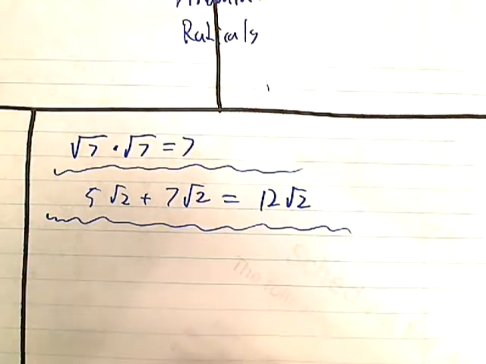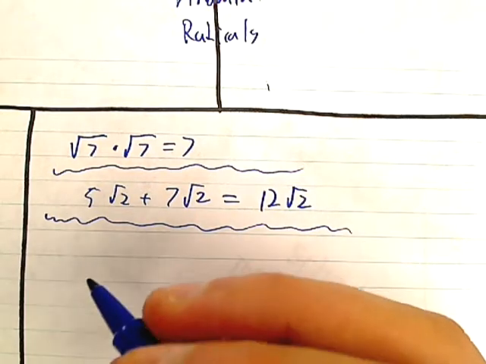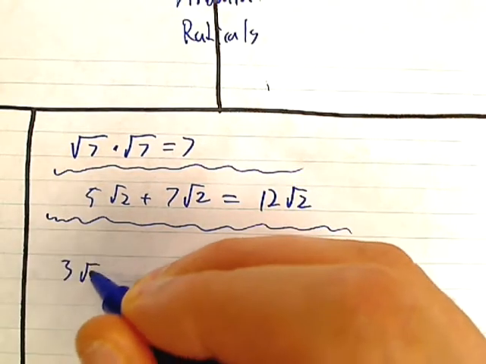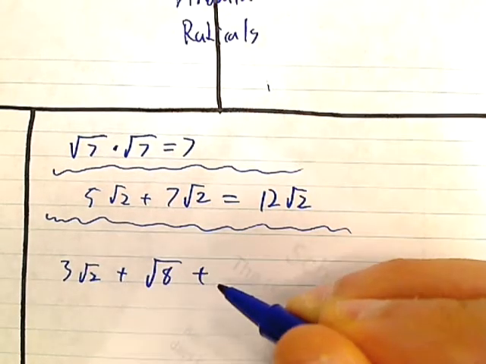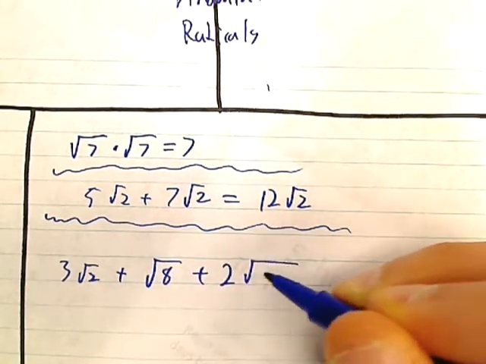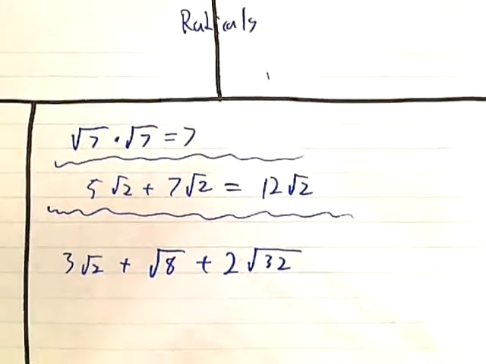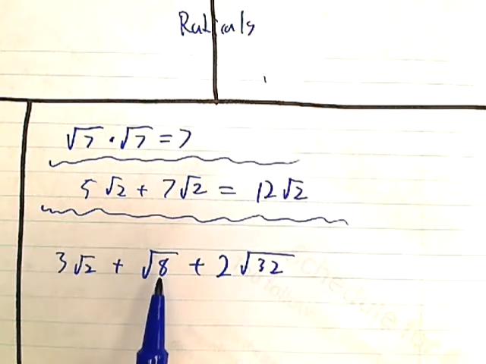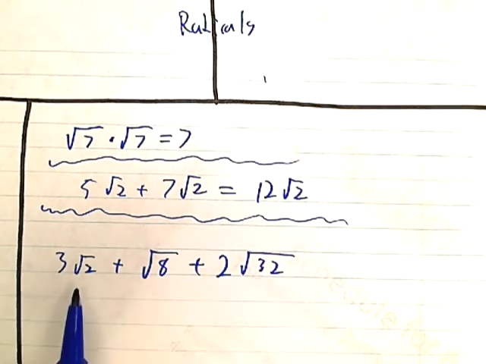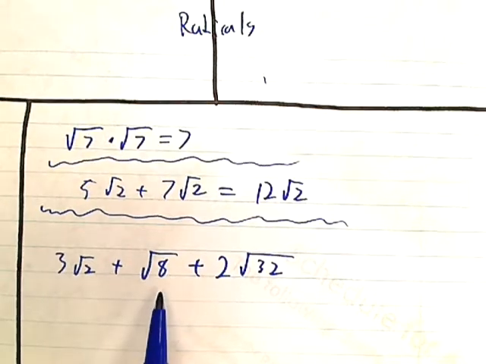Okay, let's look at one that's a little more exciting. And I'm going to leave a line up here to do some scratch work. So 3 square roots of 2 plus the square root of 8 plus 2 square root of 32. Okay, now as it is, I can't add them. You can't add them if the radical is different. So I can't take square roots of 2 and add the square roots of 8. That's like you can't add x's and y's together.